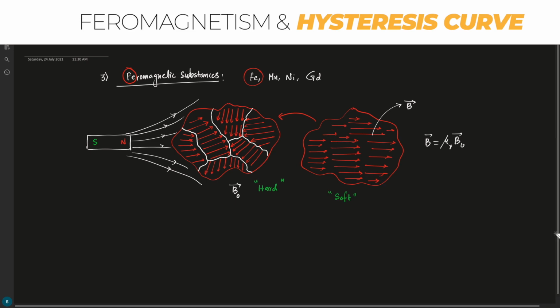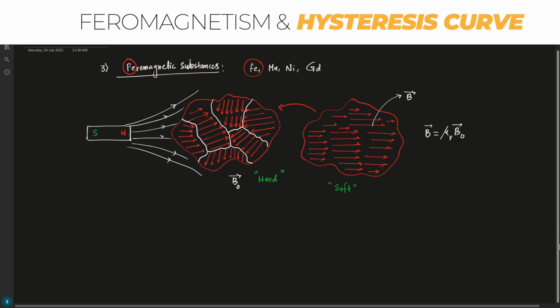All right, so let's quickly go to the hysteresis curve now. Here the hysteresis curve comes into play. Let's say, for example, the left hand side of the diagram represents the hard ferromagnet and the right hand side of the diagram represents the soft ferromagnet. If it is so, then how they behave after the removal of the external magnetic field depends on the hysteresis curve.